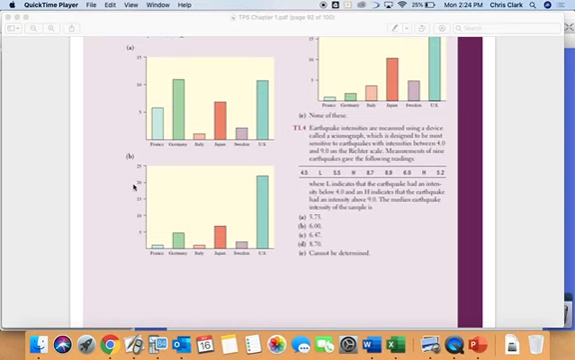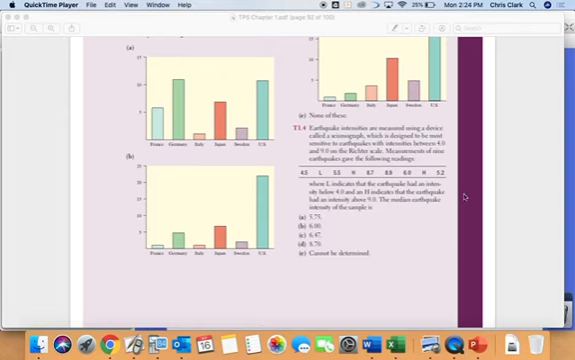Number four, earthquake intensities are measured using a device called a seismograph, which is designed to be most sensitive to earthquakes with intensities between 4 and 9 on the Richter scale. Measurements of 9 earthquakes give the following readings, where L indicates the earthquake has an intensity below 4, and H has an intensity above 9. The median earthquake intensity of this sample, remember that's the middle value. So 1, 2, 3, 4, 5, 6, 7, 8, 9. I'm going to try and find the fifth value because there's 4 on either side.